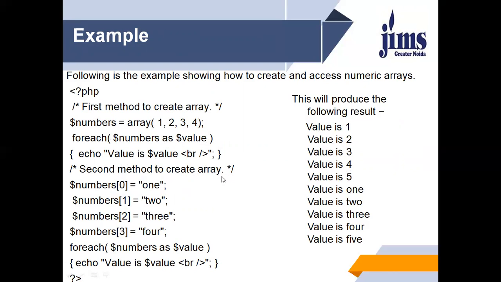Then the second method to create an array: $numbers[0] = 1. So you are mentioning the index position. At the first position, 1 will be stored. Then at the next position, 2 will be stored, and so on. And again, you are using foreach $numbers as $value, echo "Value is $value". So it will print value is 1, then value is 2, 3, 4, and so on. This is how you can create and access a numeric array.